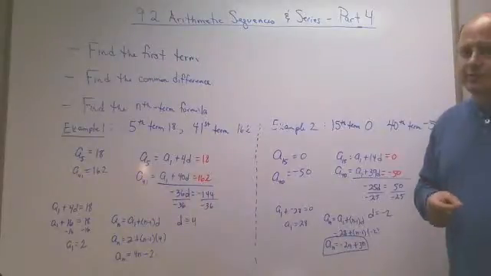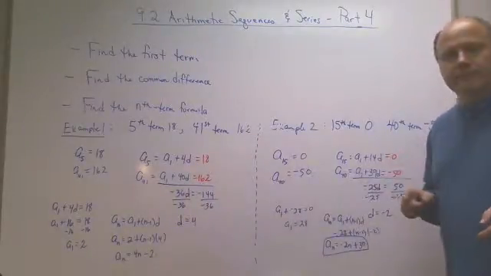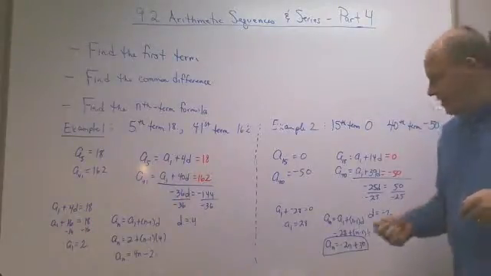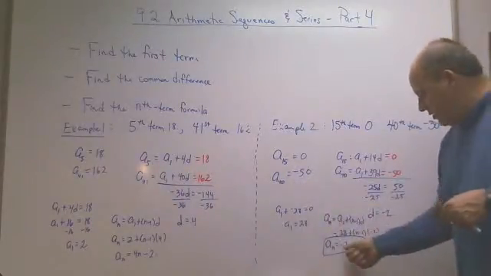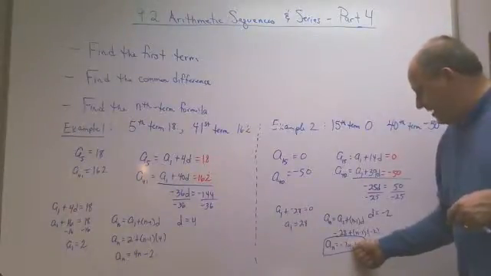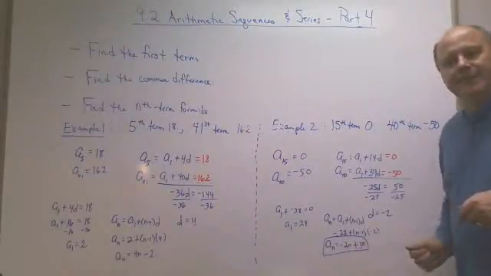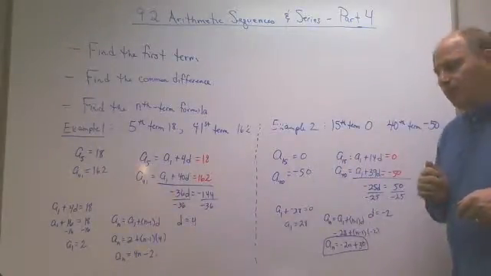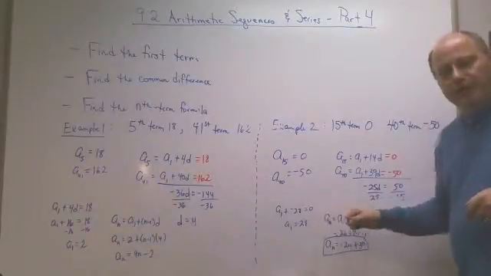Now let's see if it actually is true though. Let's find the 40th term. It better be negative 50. If it doesn't, it doesn't work. So let's find the 40th term. Negative 2 times 40 is negative 80. And then negative 80 plus 30 is negative 50. And that's indeed what the number should be. So it's just a little quick check.